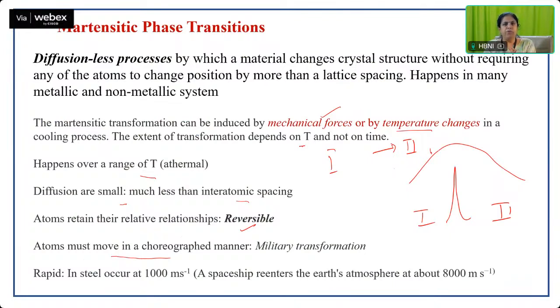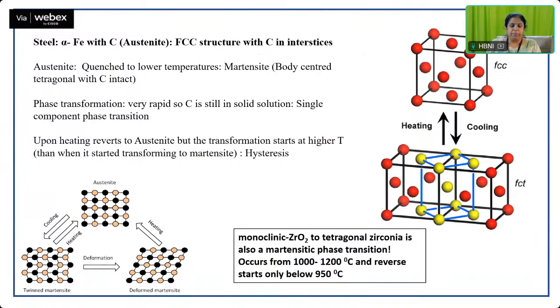So they move in a very choreographed manner. It is also called the military transformation. And how they are different from the displacive phase transition that we talked about earlier is that they are super fast. In many cases, they actually equal the speed of sound in that particular material. So it is very difficult to stop them.